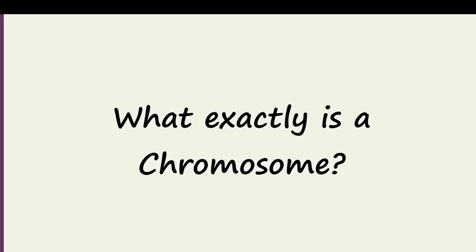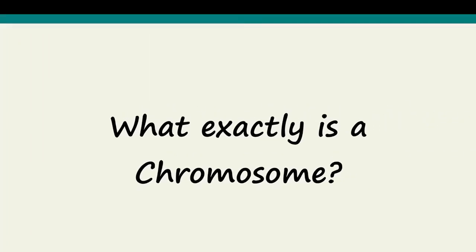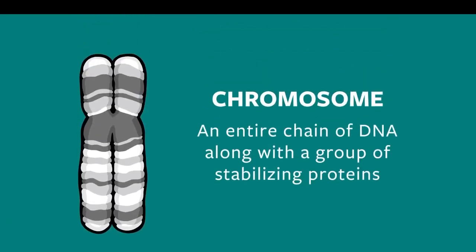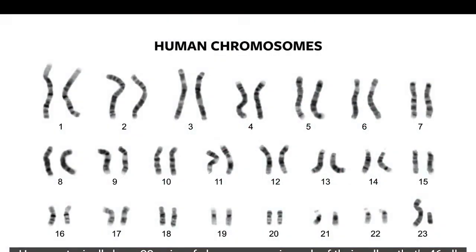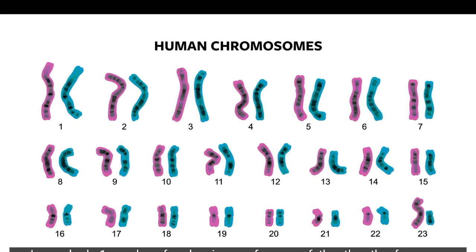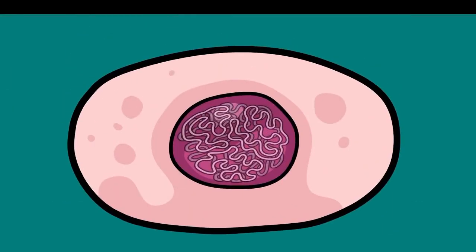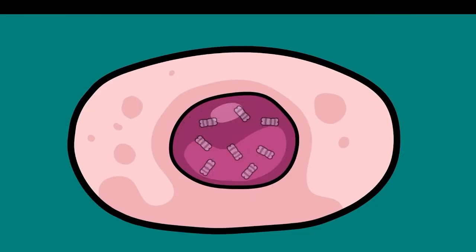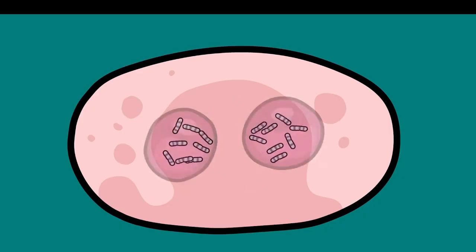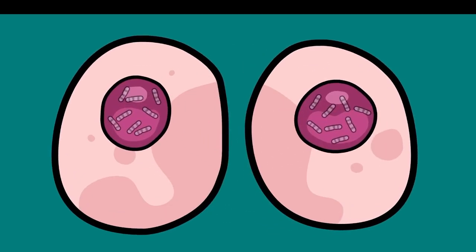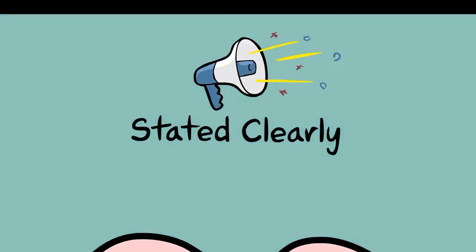So, to sum things up, what exactly is a chromosome? A chromosome is an entire chain of DNA along with a group of stabilizing proteins. Humans typically have 23 pairs of chromosomes in each of their cells. That's 46 altogether. In your body, one member of each pair came from your father, the other from your mother. For most of a cell's life, chromosomes exist in a loose, noodle-like structure. Chromosomes are copied and then condensed like spools of yarn for durability when a cell prepares to reproduce by splitting in two. I'm John Perry, and that is a chromosome, stated clearly.